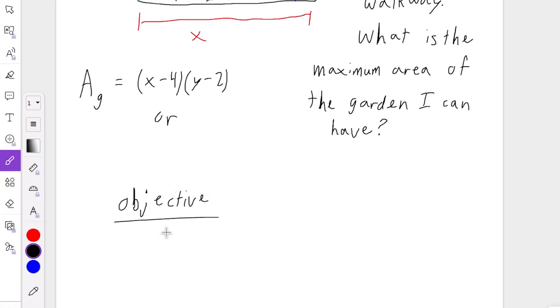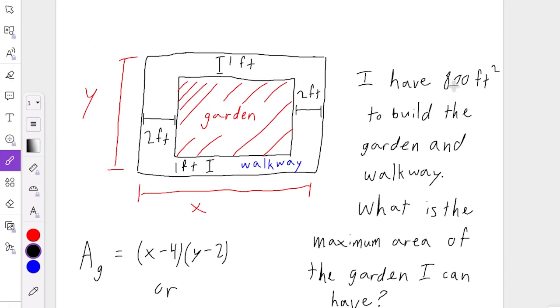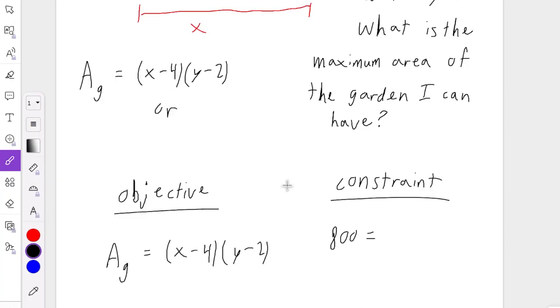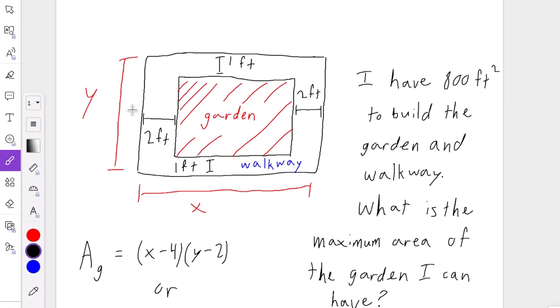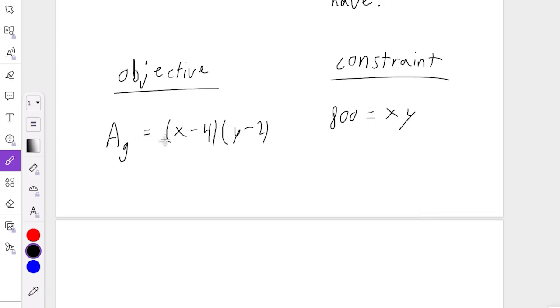Okay, so the objective, like I just said, area of the garden, which I want to maximize, is x minus 4 times y minus 2. And again, the constraint is going to be the thing with the actual number. That's the 800 right here. So 800 is equal to the area of the entire thing. And the entire thing is x times y. And again, that's the trade-off. My objective is a little bit harder, but my constraint's really easy. And that's going to make my step 2 really easy.